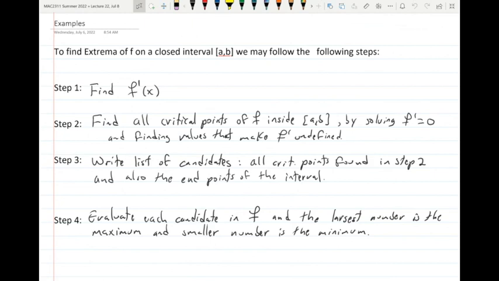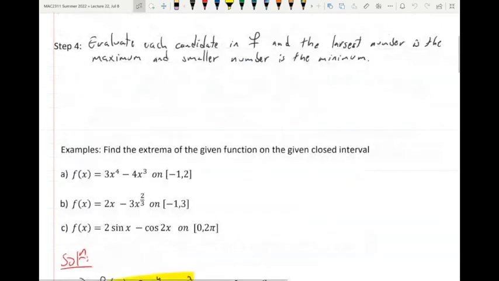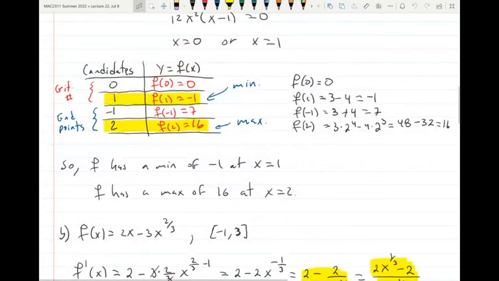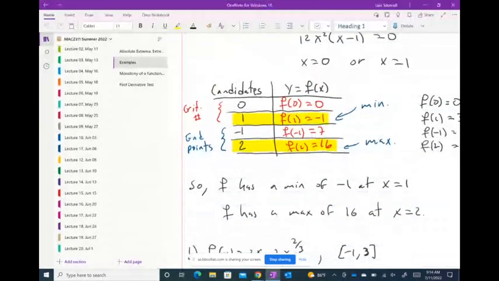So if you can find critical points, you're good with this type of problem. And I did 3 examples. Just find your critical numbers, always throw in your endpoints, plug in, and then the smallest one is your minimum, the highest one is your maximum. So we did several of those.